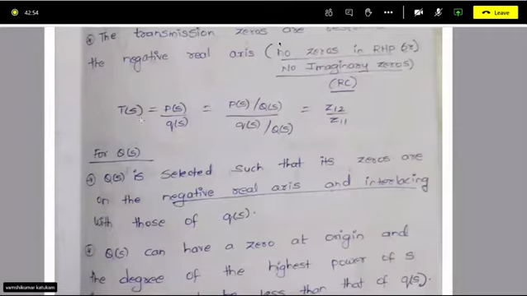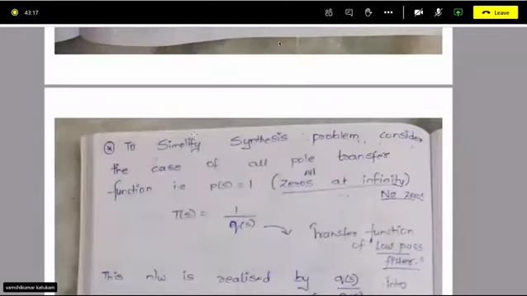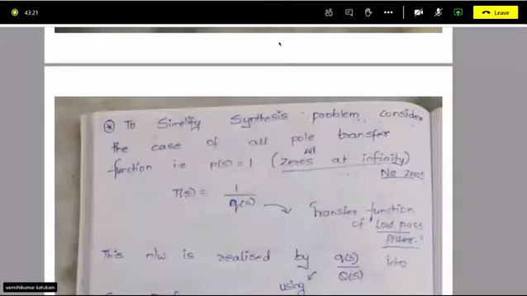In the numerator, if you have only a constant, it is a low pass filter. If you have s in the numerator, it is a band pass filter. That you will study. So the first case we are taking is p of s is 1. To simplify the synthesis problem, consider the case of an all pole transfer function. So let us choose first p of s equal to 1.